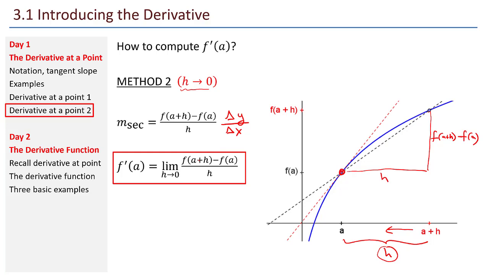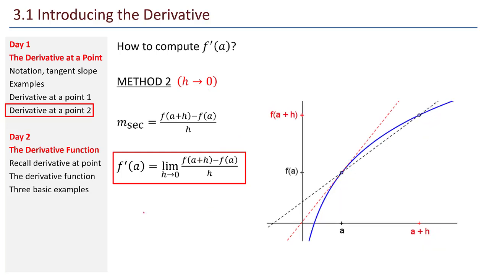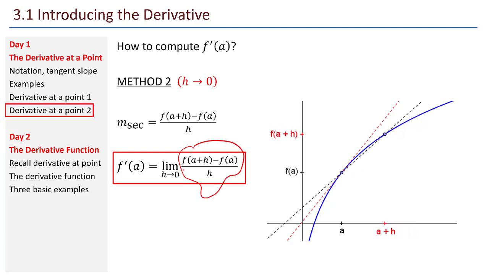Here is this in action. h is shrinking to 0, and as h shrinks to 0, that point on the right sneaks in to coincide with the point a. Throughout this process, the slope of the secant line is f of a plus h minus f of a all over h. That quantity changes and becomes the slope of the tangent line.